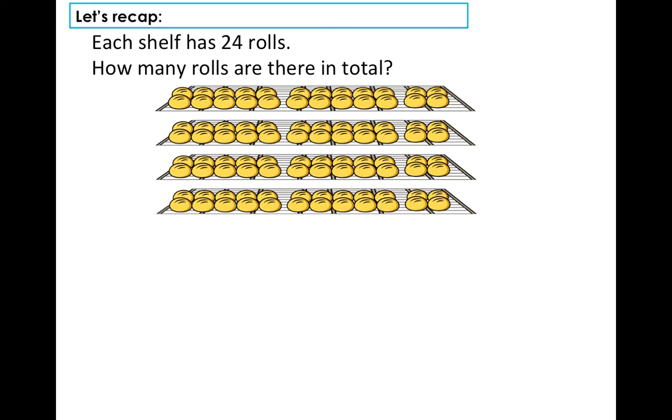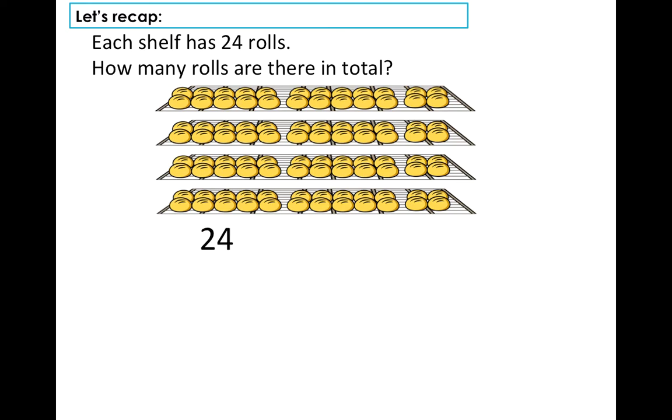Just a little warm up for today's lesson. Here we've got a little question. Each shelf has 24 rolls on it. How many rolls are there in total? Have a think. We've got 24 rolls on each shelf and we've got 4 in total. Pause the video and have a think. How would you answer that? Think back to what we did in yesterday's maths lesson.